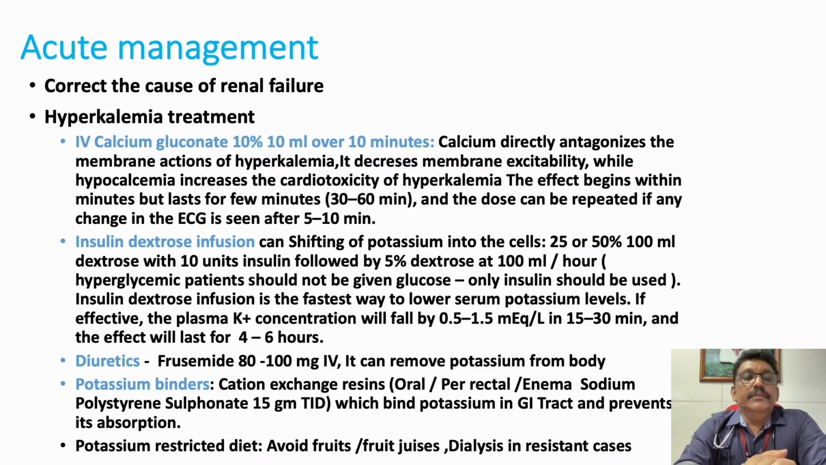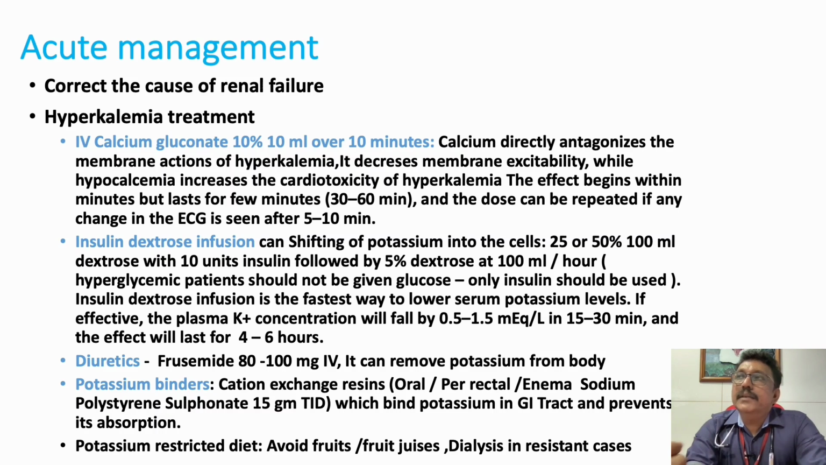Insulin dextrose infusion can shift the potassium into the cells from the intravascular compartment. So you can give 10 units insulin with 5% dextrose at 100 ml per hour. That can be given. If the patient is having high blood sugar, give only insulin. If the patient is having low blood sugar, give only dextrose.